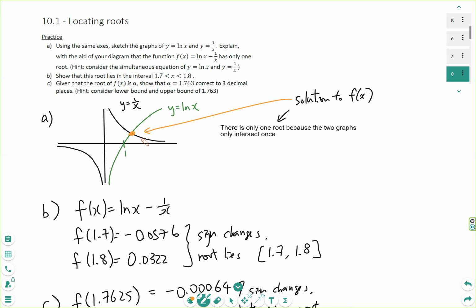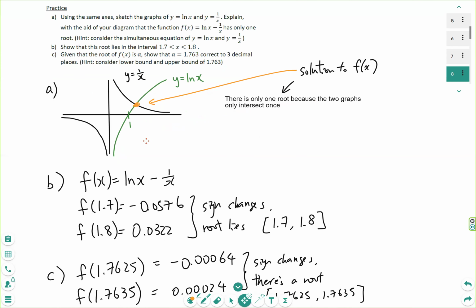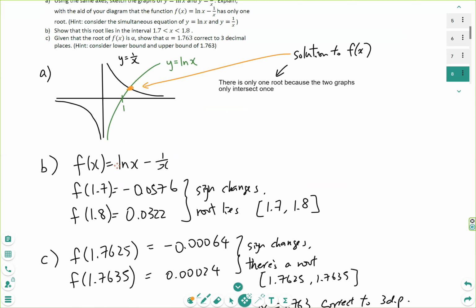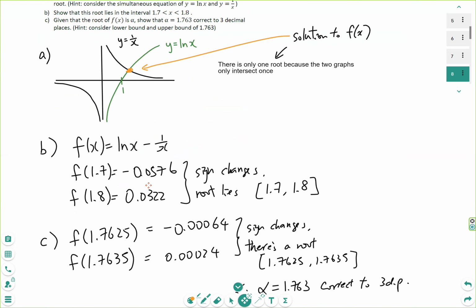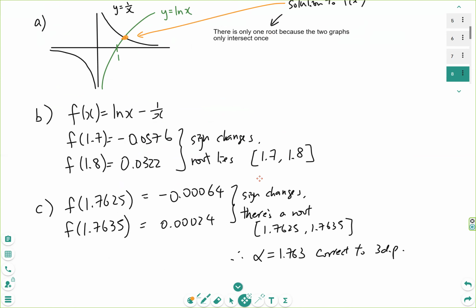So when you locate a solution, where's the solution? Well, we can use a sign change. You can try f of 1.7 and 1.8. So we do 1.7, 1.8, and you show the answer. You see sign changes. Therefore, there's a root that lies between 1.7 and 1.8.